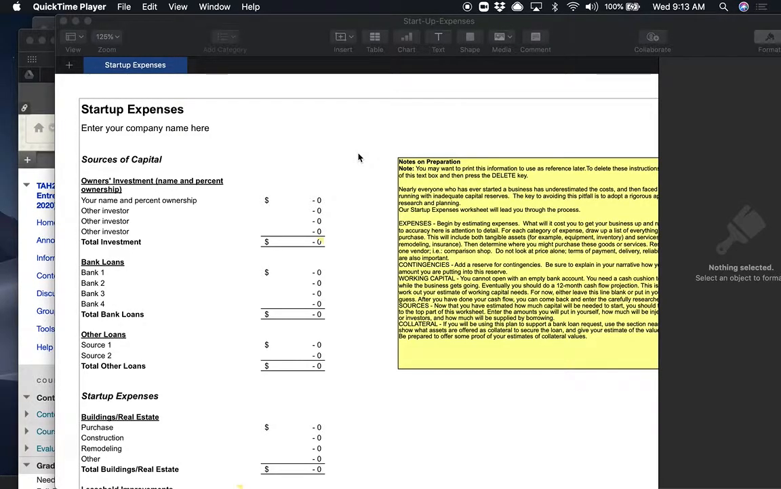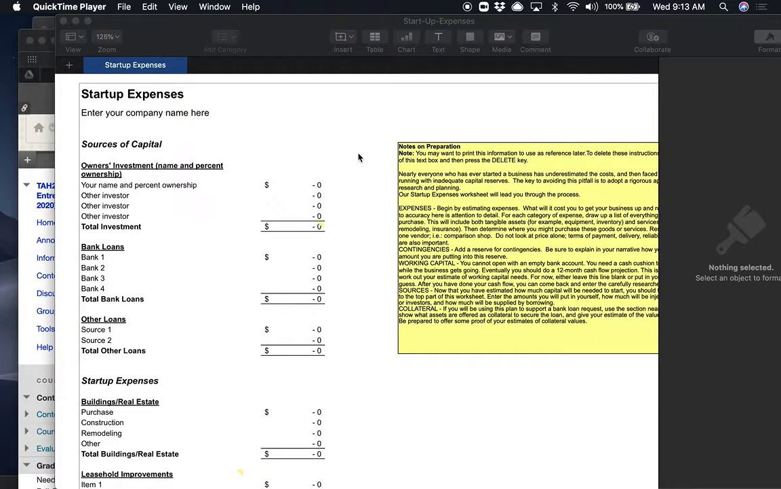Startup expenses are one of the most important things you can think about before you get into a business. So let's go through some of the things you may want to think about when it comes to these startup expenses. The template I've used, I got from SCORE on their website. They've got a whole bunch of startup templates available.